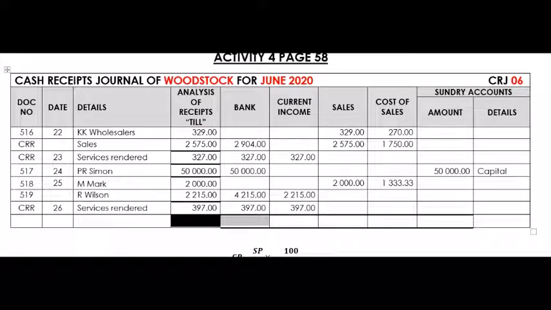So the bank column added up to 57,843 Rand, the current income column to 2,939 Rand, the sales column to 4,904 Rand, the cost of sales column to 3,353 Rand and 33 cents, and sundry accounts to 50,000.